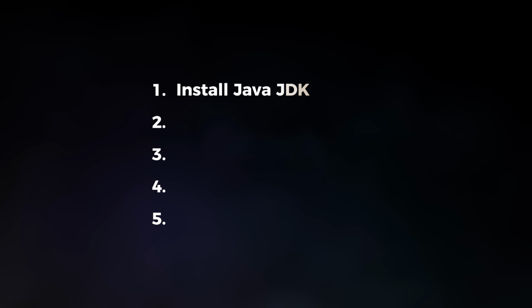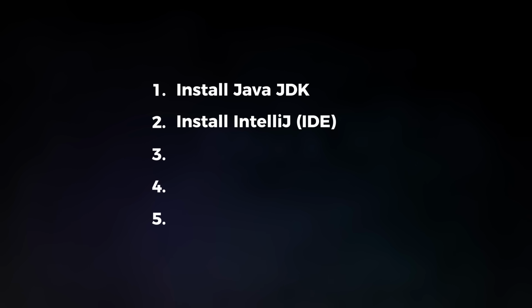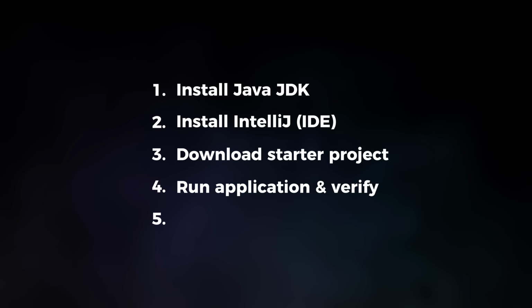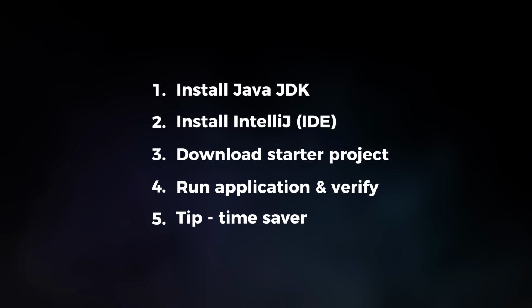In this video, I'm going to help you get your local dev environment set up, as well as have a running web app by the end. Here's a quick outline of the steps we'll take to get there. Install the Java JDK, install IntelliJ as our IDE, download a starter project, run the application locally and confirm everything works, and finally, a quick tip that will save you a ton of time while doing Java web development.